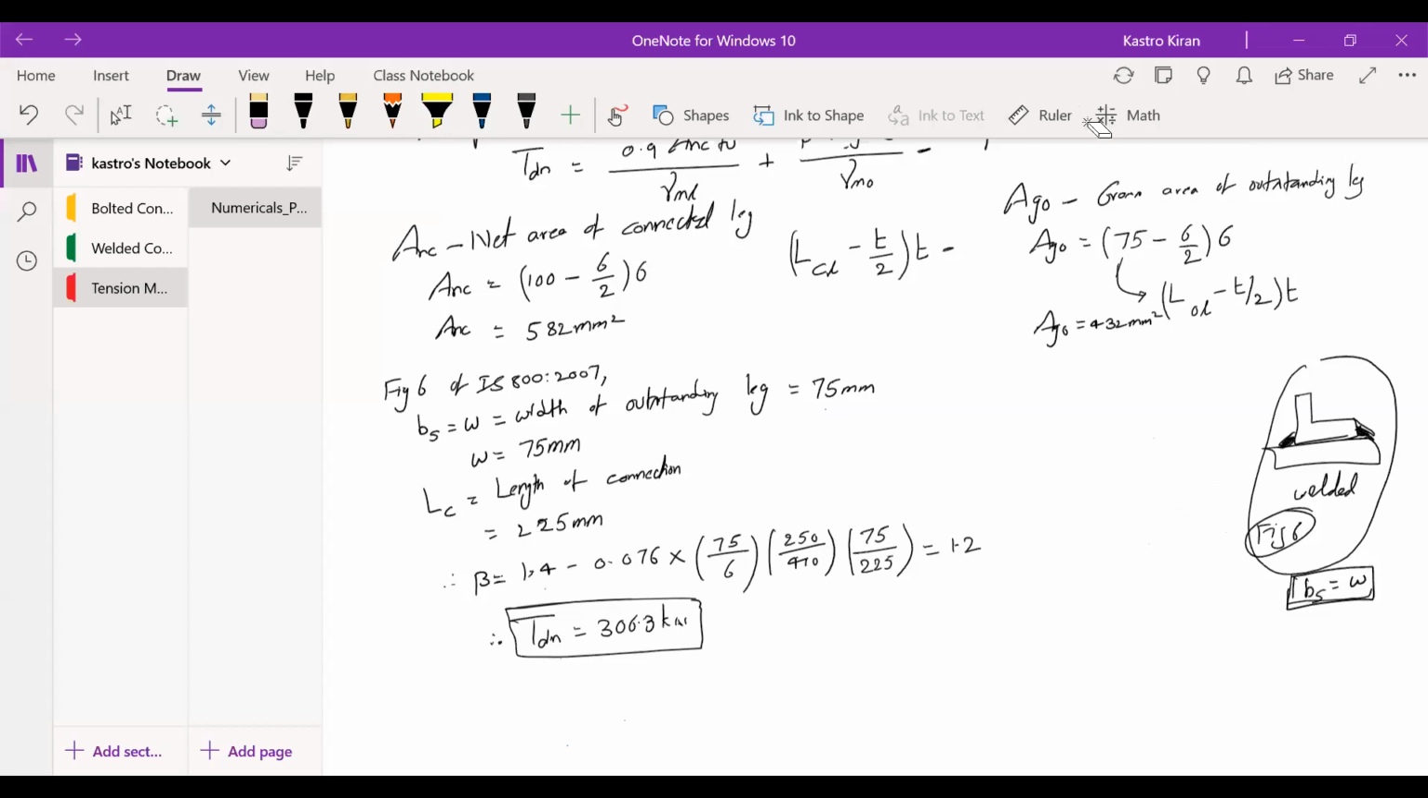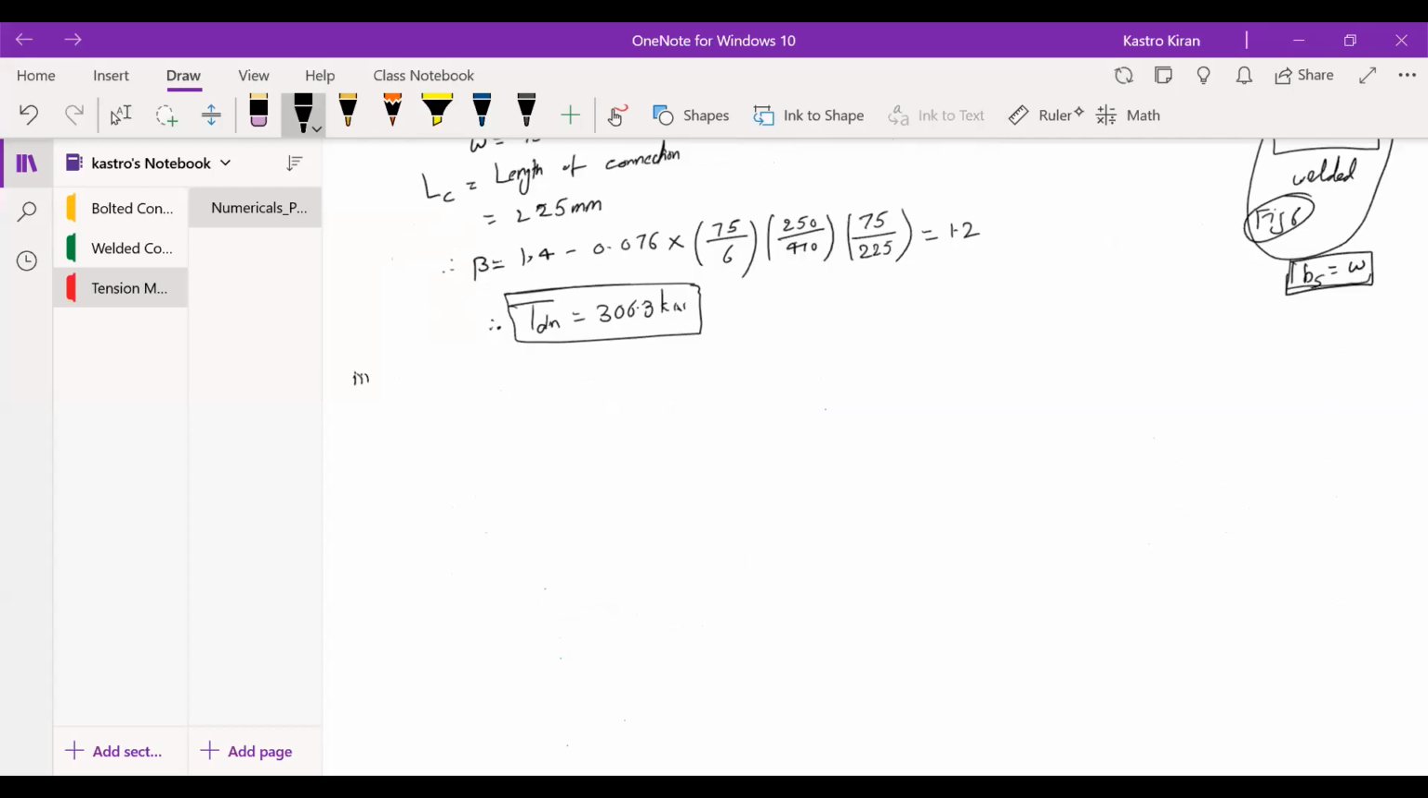That's how you can calculate the gross yielding and net section rupture. The third thing which we have to solve is block shear failure. This is the third thing. So the block shear failure is represented with TDB.